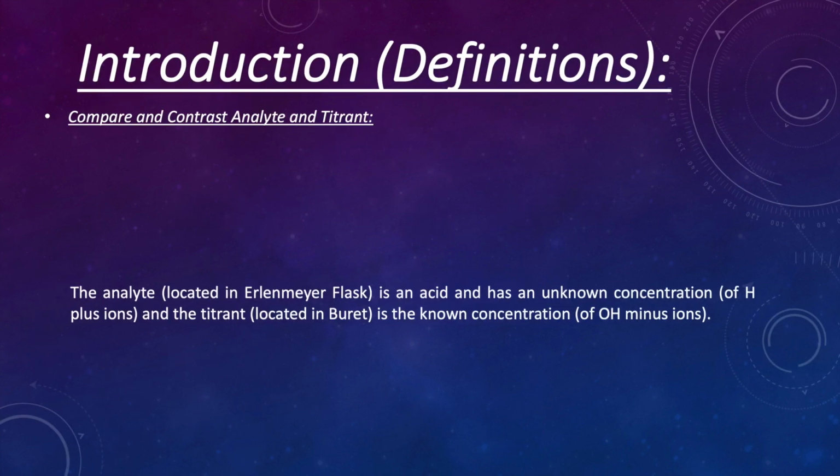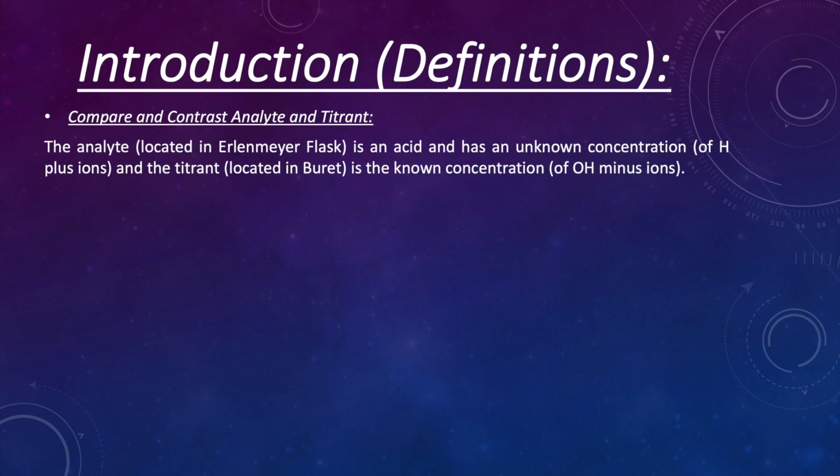So first of all, I want to give some definitions and a little bit of an introduction. I want to compare and contrast analyte and titrant. The analyte, which is going to be located in the Erlenmeyer flask, is an acid and has an unknown concentration of hydrogen plus ions, and the titrant, located in the burette, is the known concentration of hydroxide minus ions.